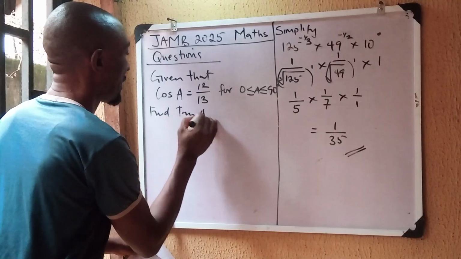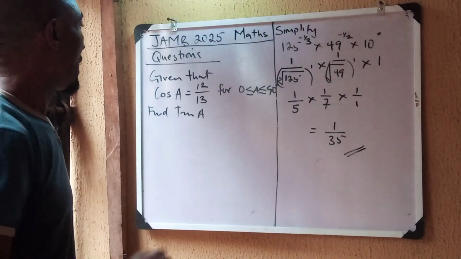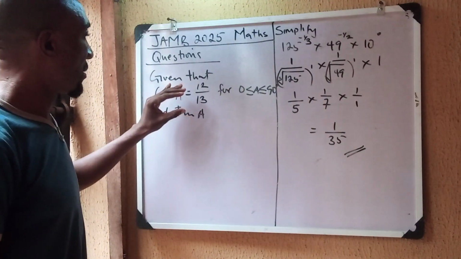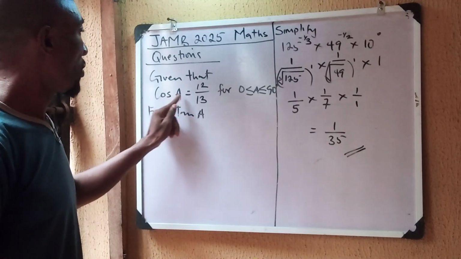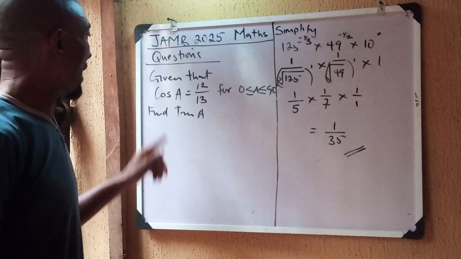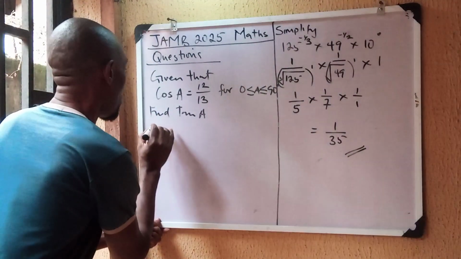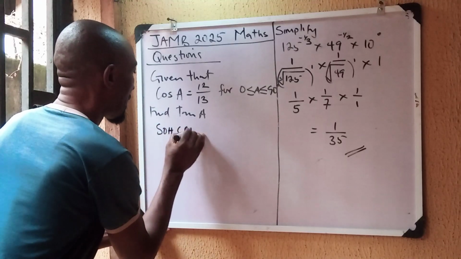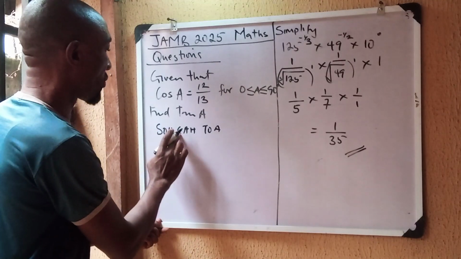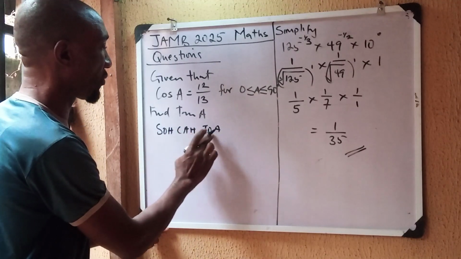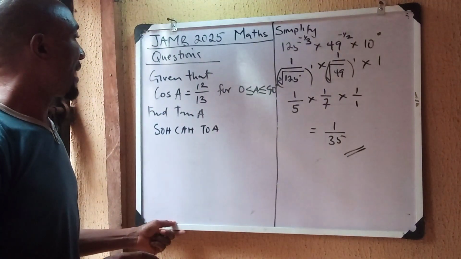Okay, now this is trigonometry, using the idea of trigonometry to solve questions that concern trig. If we have cos, we all know the trigonometric ratios, given by the acronym SOHCAHTOA. This shows that sine equals opposite over hypotenuse, cosine equals adjacent over hypotenuse, and tangent equals opposite over adjacent. So here we have that cosine of A is 12 over 13.